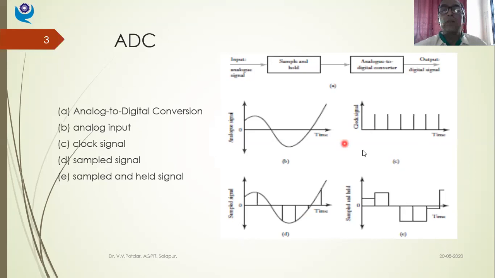Input, which is the analog signal, is sampled and held, and then A to D conversion takes place. That analog signal is converted into a digital signal. This is a simple block diagram representation. This is, in general, what happens in A to D conversion. In D to A conversion, the opposite will happen. It will receive a digital signal, and then it will be converted into analog form.